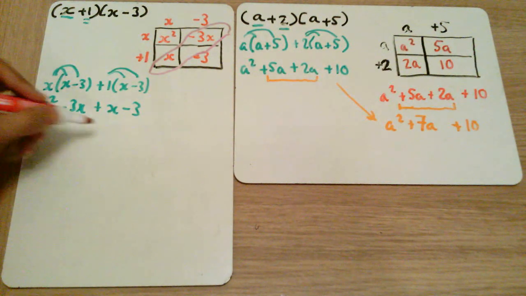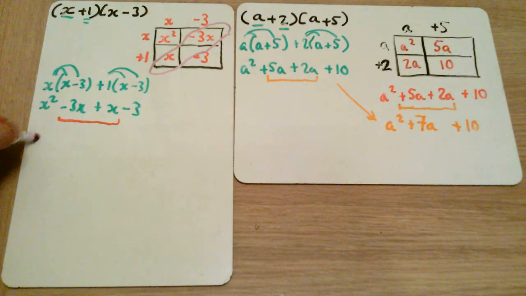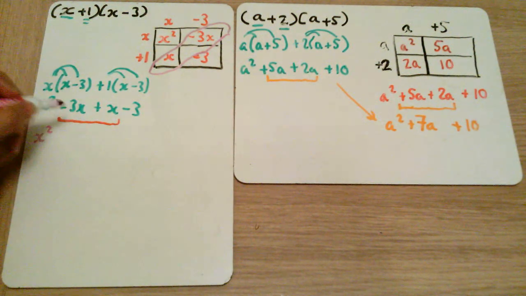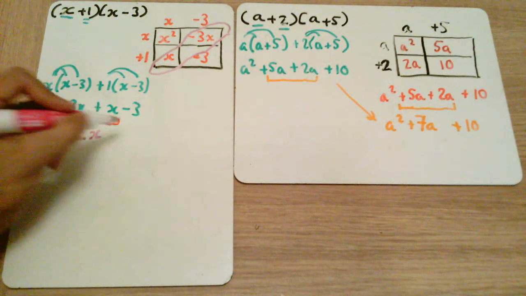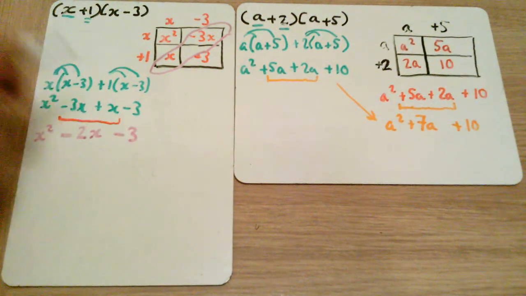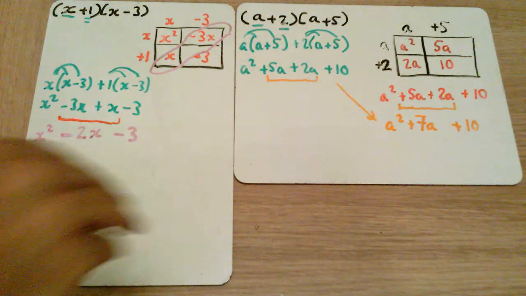The like terms which we can collect are over here in the middle, leaving us with a final answer of x squared, which has not changed. Minus 3x plus x is the same as minus 2x, and then the minus 3 as well. So we've got there x squared minus 2x minus 3 as our final answer for that. So we've seen this time the same process again, but with negatives, and we're going to build on that.